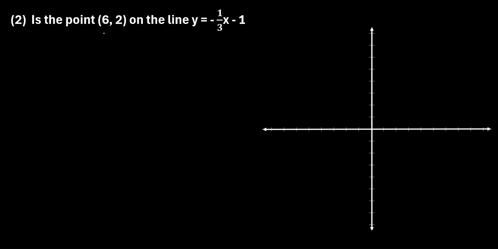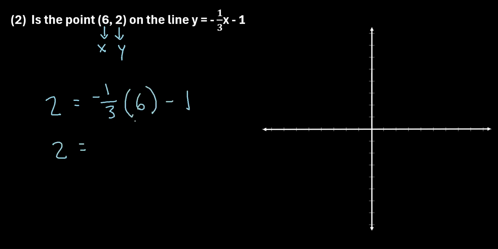This one says, is the point (6, 2) on the line y = -1/3 x - 1? So again, all we have to do is just plug in a 6 for x and plug in a 2 for y into this equation right here and just see if we get a true result. So let's go ahead and do that. So we'll plug in a 2 for y, so we get 2 is equal to -1/3 times x. We said we'll plug in a 6 for x, so times 6, and then minus 1.